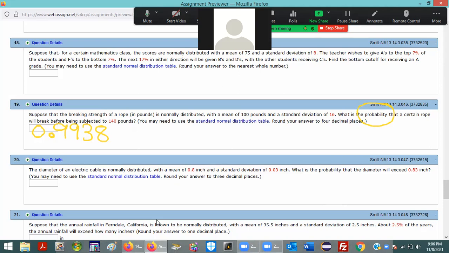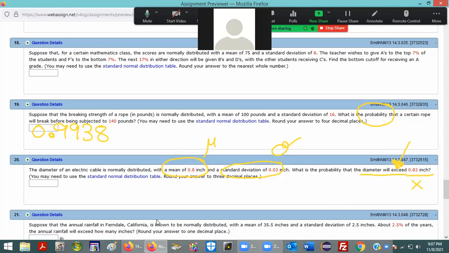And it's the same sort of deal with these, right? The diameter of an electric cable is normally distributed with a mean of 0.8 and a standard deviation of 0.03. What's the probability that the diameter will exceed, so more than, our X value of 0.83?